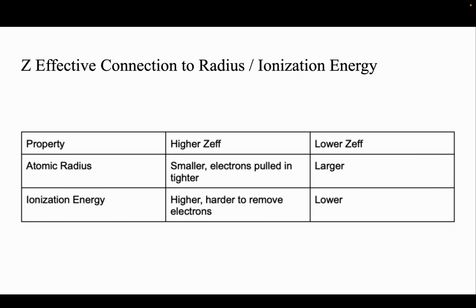We'll discuss ionization energy on the next slide. But basically, for a higher Z effective, the atomic radius is smaller since electrons are pulled in tighter, and for a lower Z effective, the atomic radius is larger. For a higher Z effective, ionization energy is higher, since it's harder to remove electrons, and then the opposite for a lower Z effective.